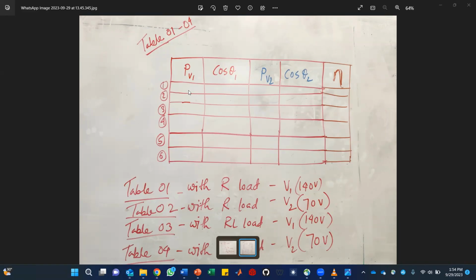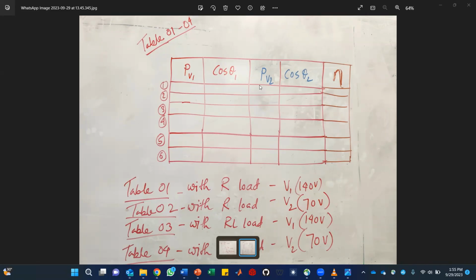I'll expect everything after that. So what will we measure? Initially, when we supply to the primary side of the transformer, the supply voltage will be 140 volts. When we supply to the secondary side, it will be 70 volts. So let's talk about table 1 with R load and a supply voltage of 140. In this case, we'll change 5 resistive values of the load, this R load. So you will get PV1, that means supply voltage power.